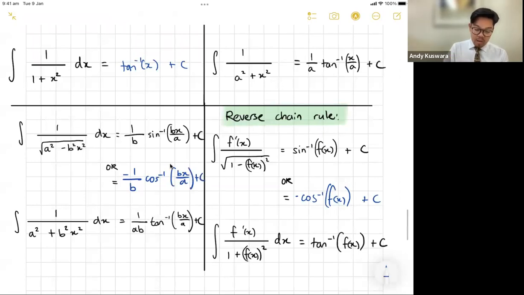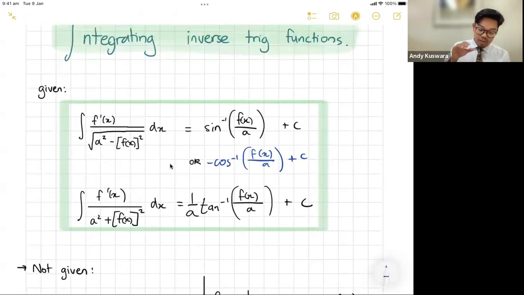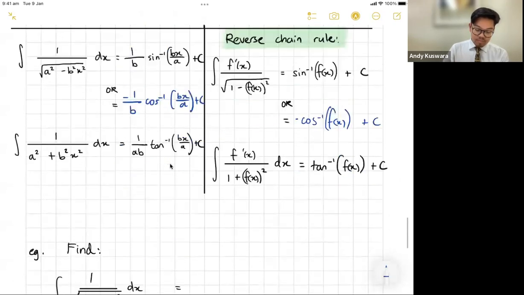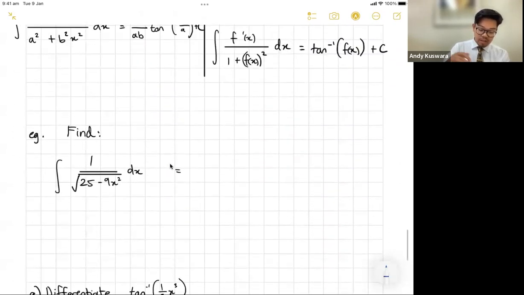Okay, now I'm going to try my best to stick with these formulas here because these are the ones that you're given in your HSC, and I'll show you how to use them. Let's start with this one here. So now we've got find the integral of 1 on the square root of 25 take away 9x squared dx.